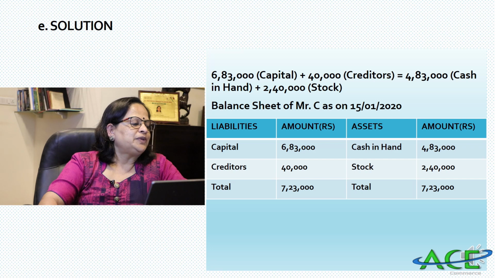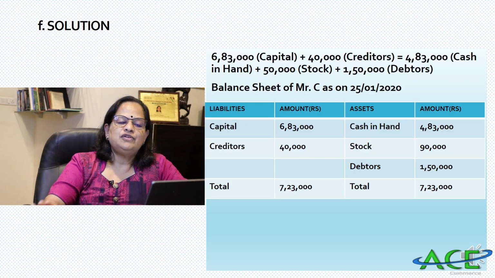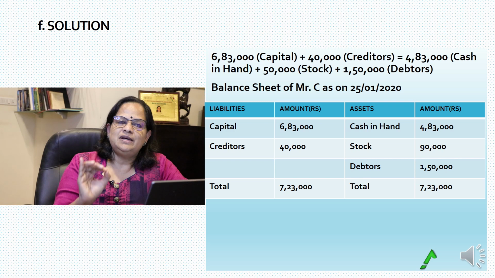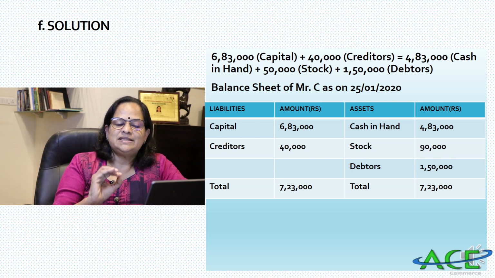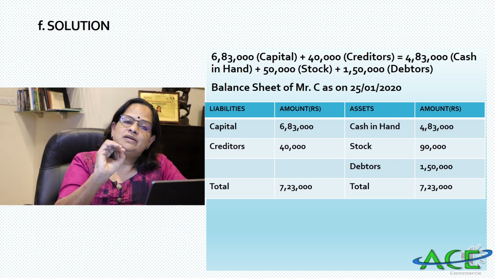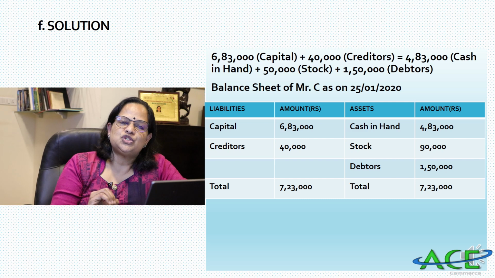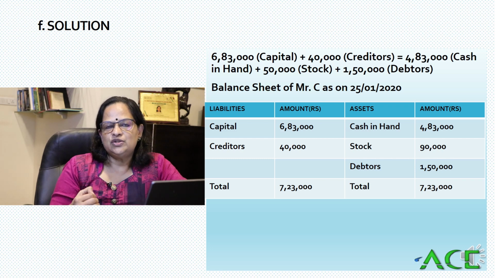Now coming to the next transaction, sold goods on credit for 1,50,000. So sold goods on credit. So that meaning debtors will come in the balance sheet, that is the asset side. Debtors will come in the asset side. The change will be goods are sold. From where you can sell the goods? That you can sell from the stock only. So stock value will reduce on the asset side and debtors will come in the asset side. This is the change of this equation.